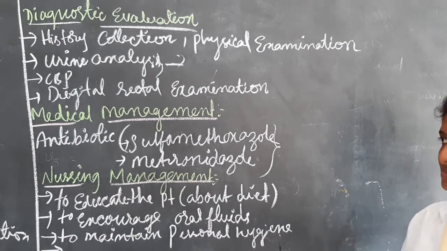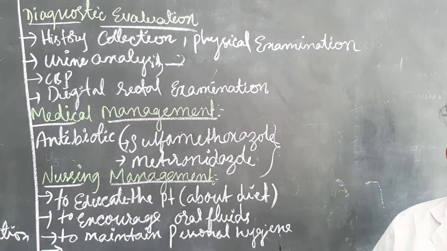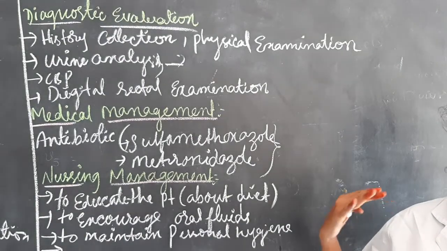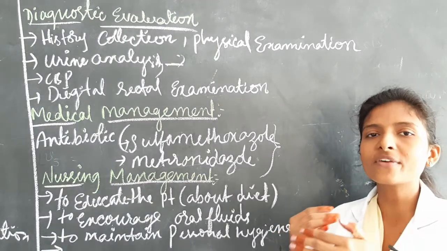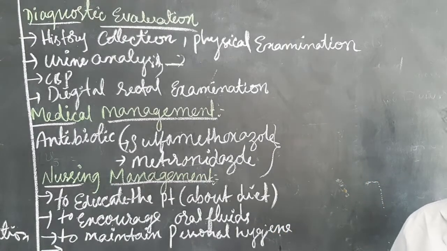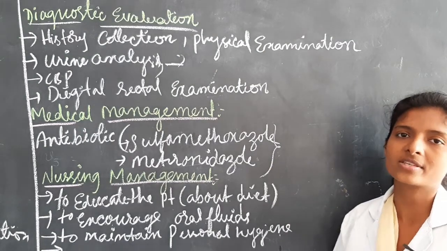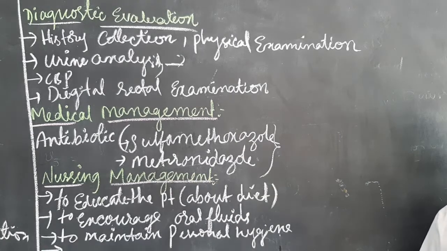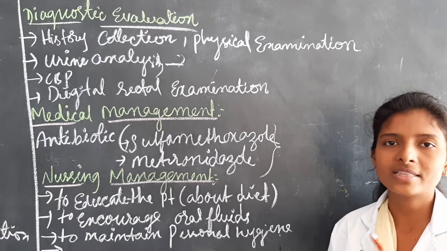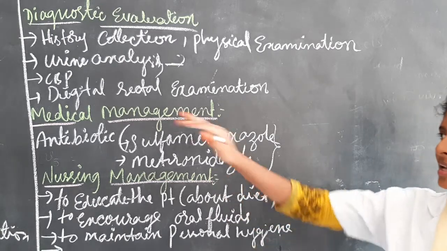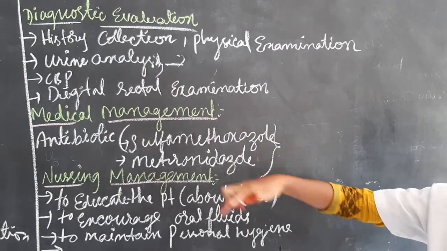So next thing, CBP, complete blood picture. Mostly whenever infection is occurring, the patient may have an increased WBC count. To identify that count, whether it is increased or not, they will go for complete blood picture. In complete blood picture they will see the percentage of hemoglobin and platelet count, and mostly they will observe the WBC count, whether it is increased or not. So next thing, digital rectal examination.